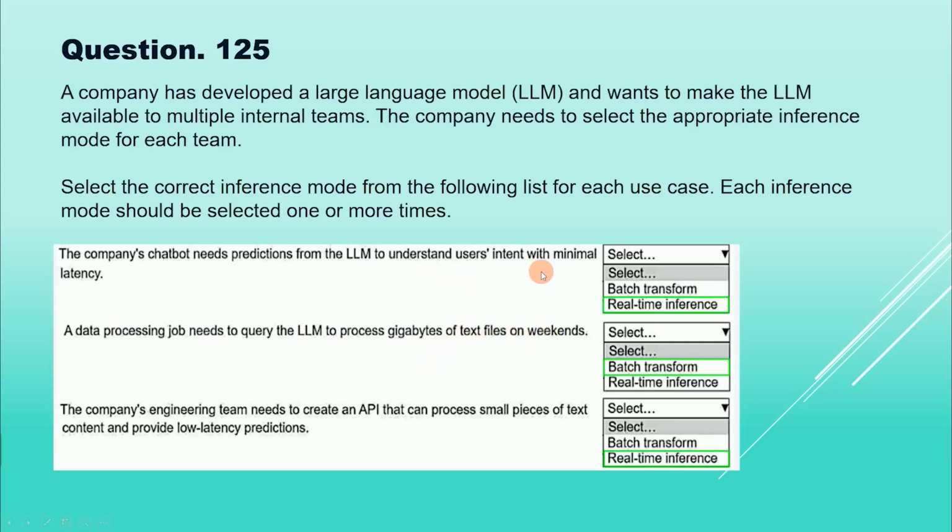So if minimal latency is required, real-time inference will be used. If a gigabyte of text or files or whatever data is there, then batch transform will be required, and again, low latency is there, so real-time inference will be used. So these keywords are there, like minimal latency, a gigabyte of text, low latency. Even if you want, you can avoid reading the complete question, but I would still suggest you go through the complete question, because sometimes the scenario may be different than we are understanding by going through keywords. But yeah, keywords will always work, but still please go through the complete question.